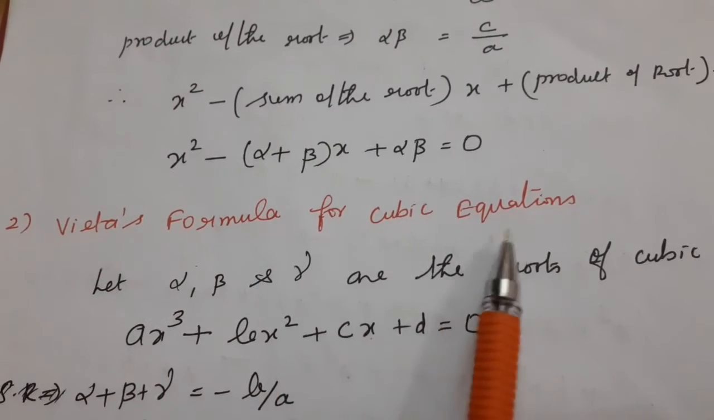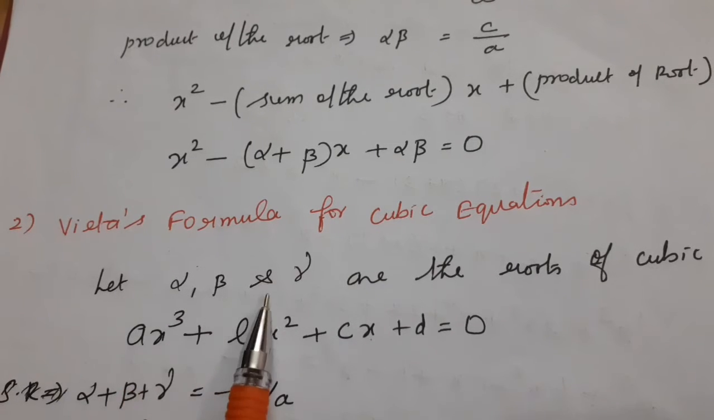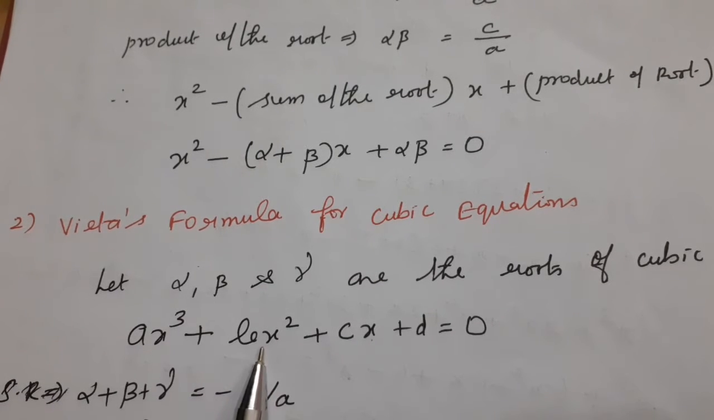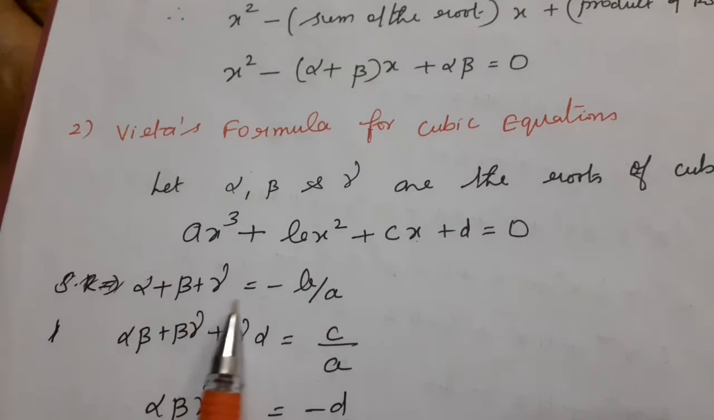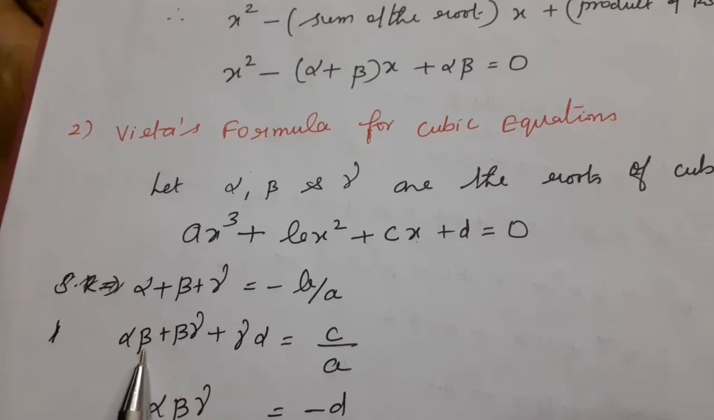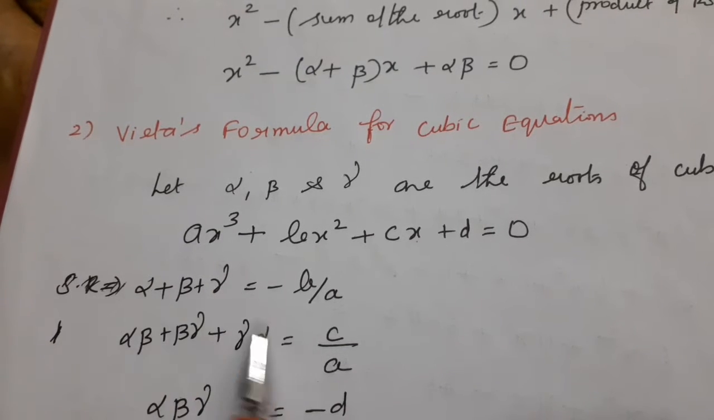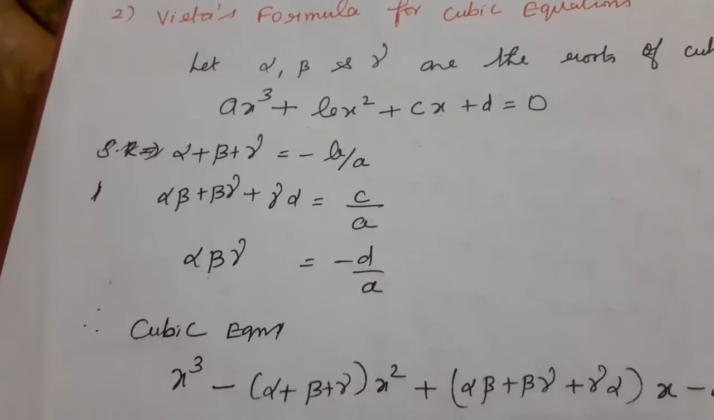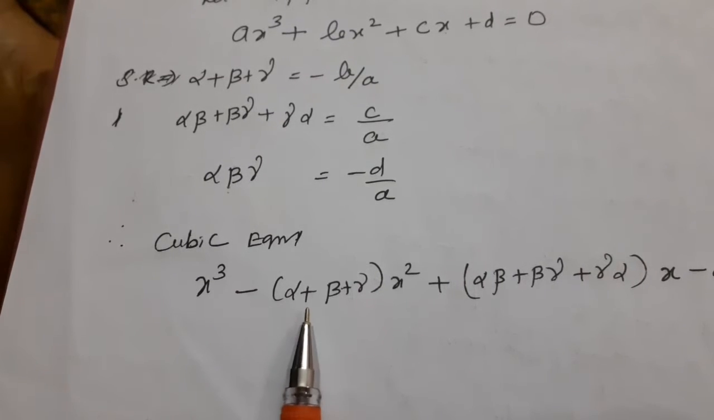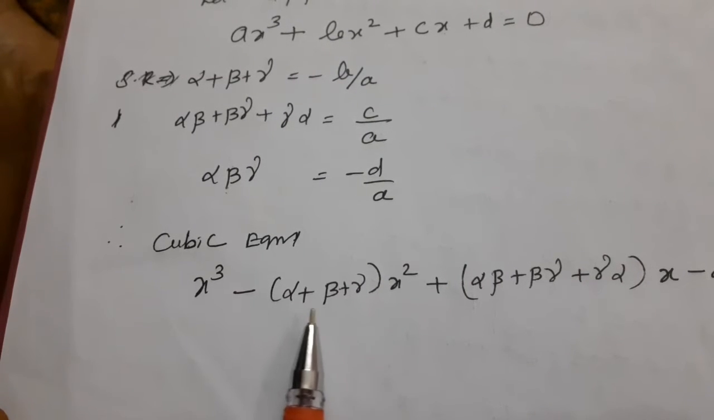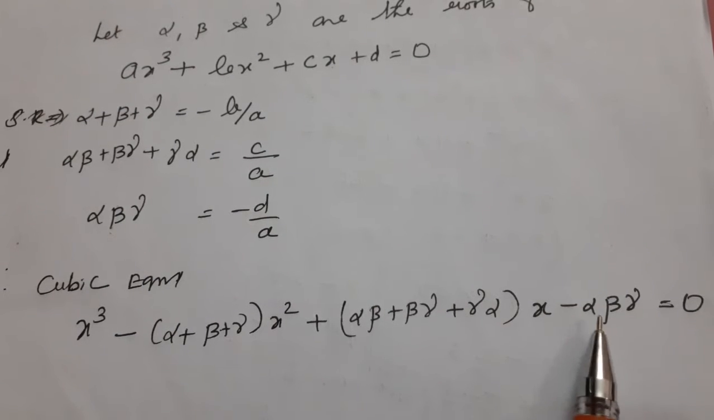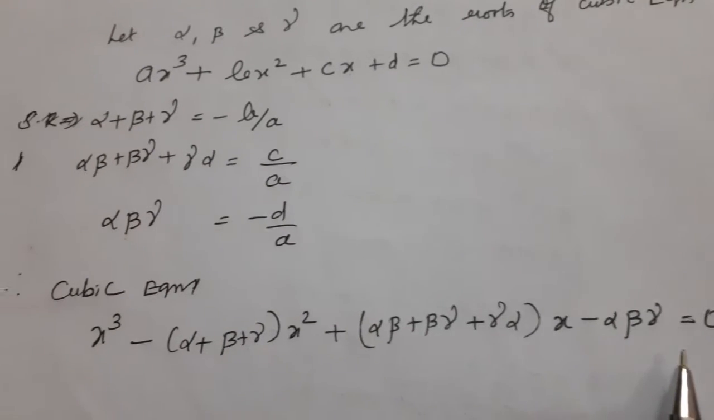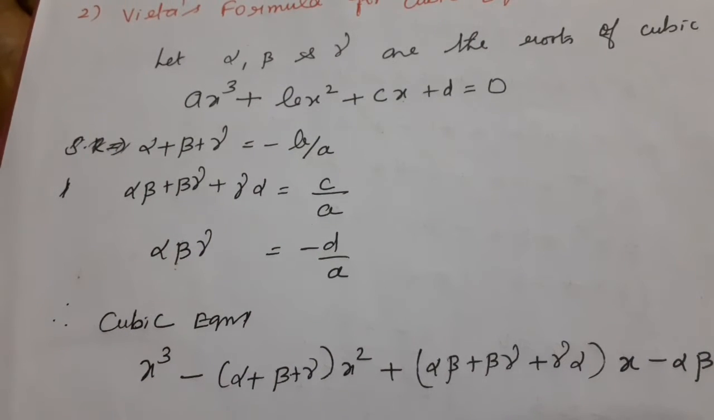Now the formula for the cubic equation: alpha, beta and gamma are the roots of the equation ax cube plus bx square plus cx plus d equal to 0. The sum of the roots: alpha plus beta plus gamma equal to minus b by a. Alpha beta plus beta gamma plus gamma alpha equal to c by a. Alpha beta gamma equal to minus d by a. So the cubic equation is x cube minus (alpha plus beta plus gamma) into x square plus (alpha beta plus beta gamma plus gamma alpha) into x minus alpha beta gamma equal to 0. This is the formula for the cubic equation.